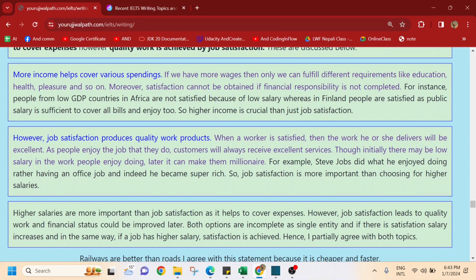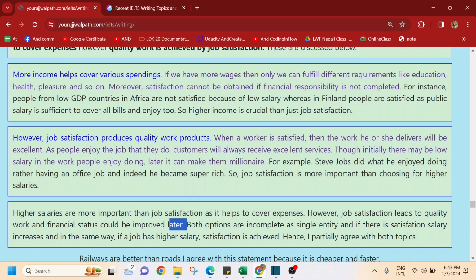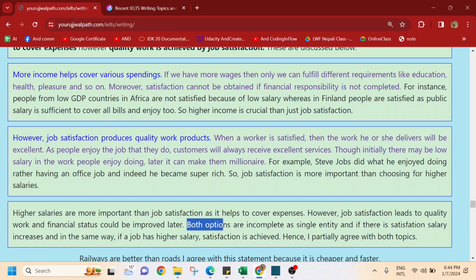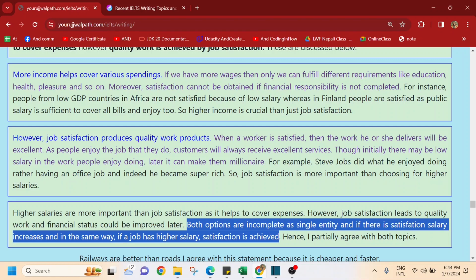So I do have a conclusion. Conclusion means you have to re-mention these 2 points and link the questions. What happened while doing this was, this essay was not 250 words. Your essay has to be at least 250, and in order to make it 250, I just added this one sentence. So it's up to you how you would make it.